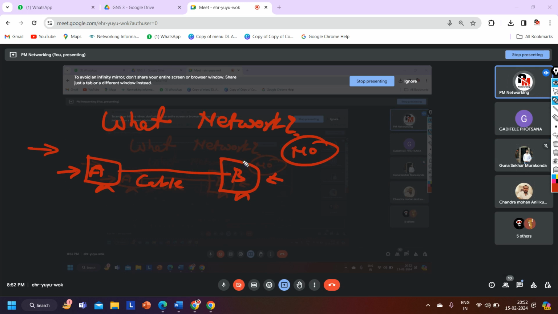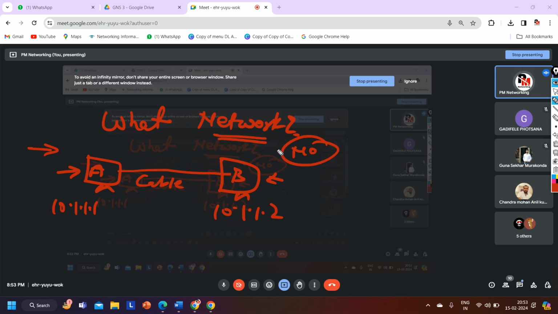A group of networking devices connected together so that they can share information and resources is called a network. Until these two computers are able to exchange information and communicate with each other, we can't say this is a network. Let's say my IP address is 10.1.1.1 and here it is 10.1.1.2. Now both machines have IP addresses and MAC addresses. These two devices can communicate with each other, so this can be a network.